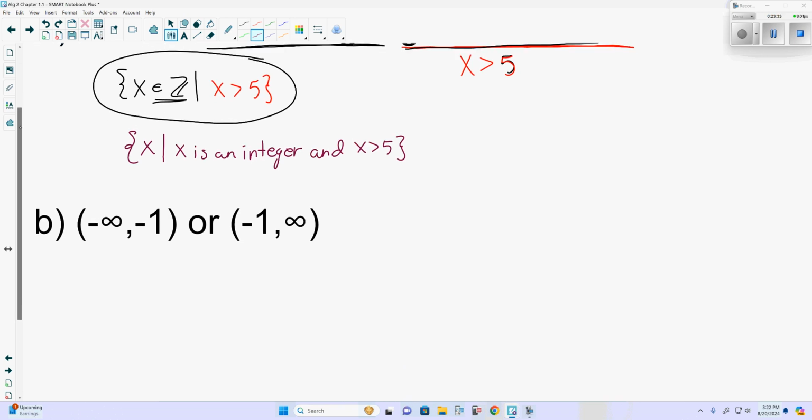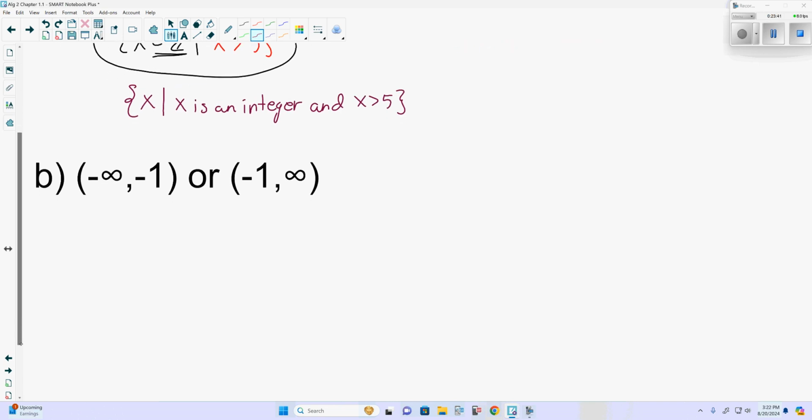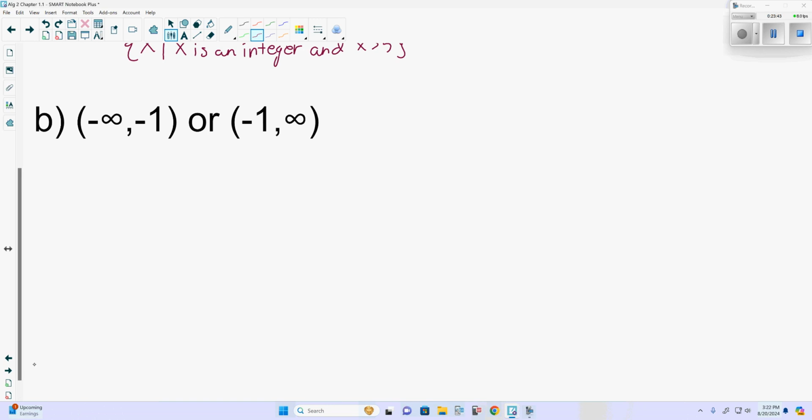We're ready to look at the next one. Negative infinity, comma, negative 1, or negative 1 to infinity. So we write this in set builder notation. We have brace x. Now, did it tell us what type of numbers?